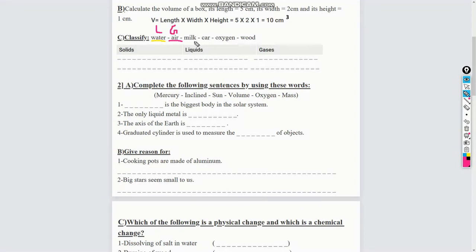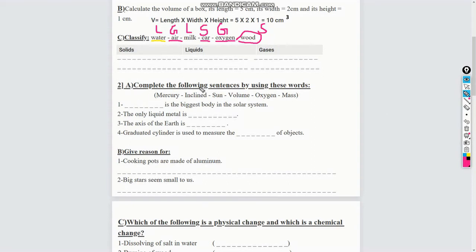What about milk? Yes, milk is a liquid. Car? Yes, it's a solid. What about oxygen? Oxygen is a gas. What about wood? Yes, it is a solid.